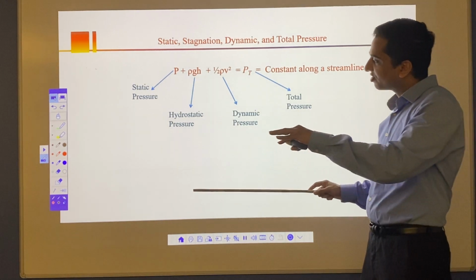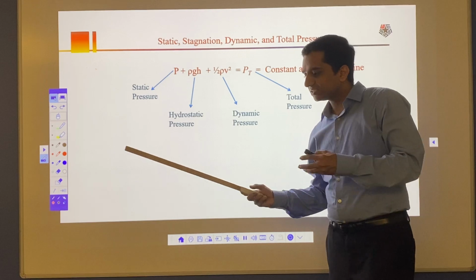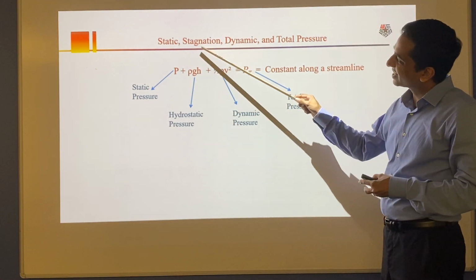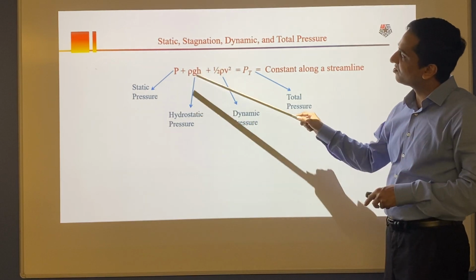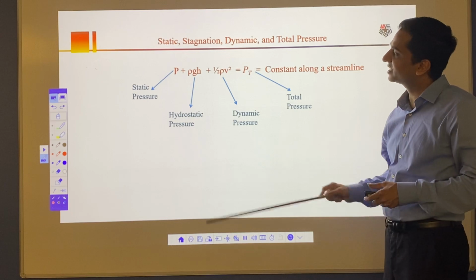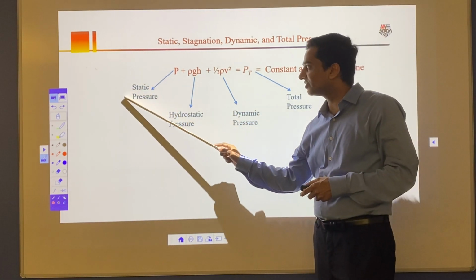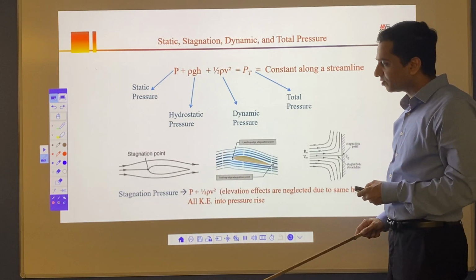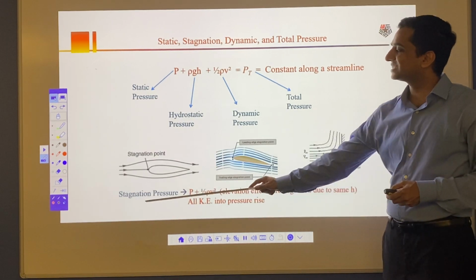Now if you are designing a horizontal machine, let's say a steam turbine, in that case the inlet and outlet of the steam turbine are at the same height, and therefore H1 and H2 are the same. I can neglect the hydrostatic pressure. In that case I have only two pressures to deal with: one is static pressure and the other is dynamic pressure. Collectively the sum of these two pressures is known as stagnation pressure.